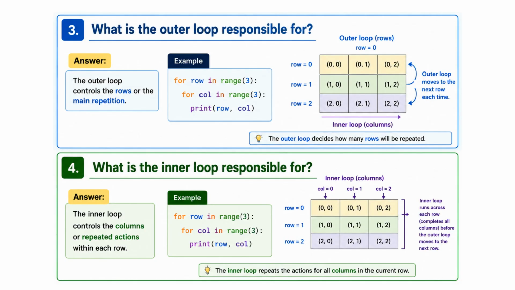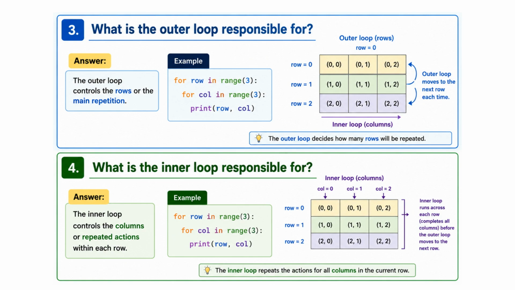Let's look at question 4. What is the inner loop responsible for? The inner loop controls the columns, or the repeated actions that happen within each row. In this example, the inner loop uses the variable col and runs through columns 0, 1, and 2 for every row created by the outer loop.